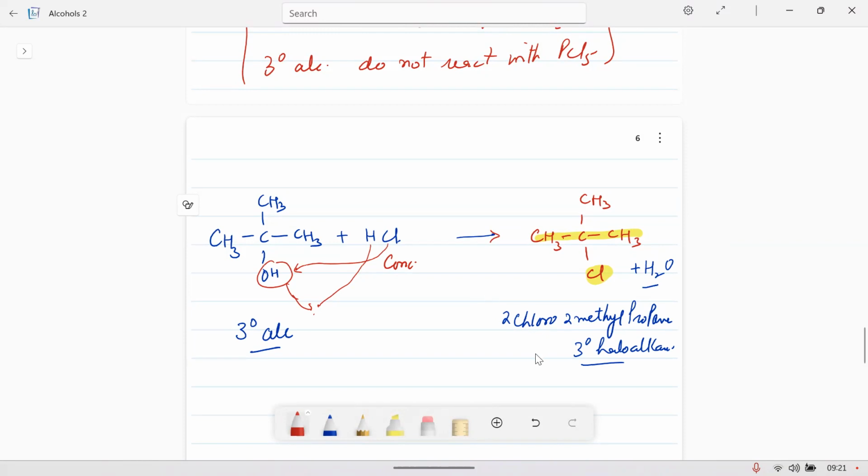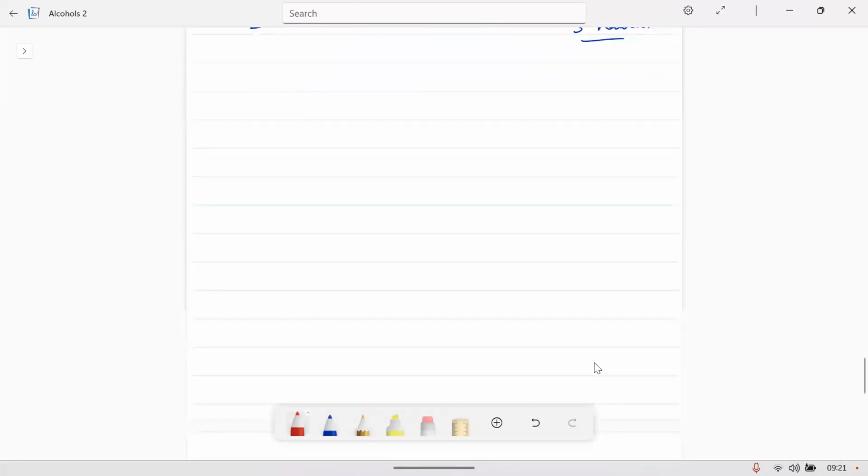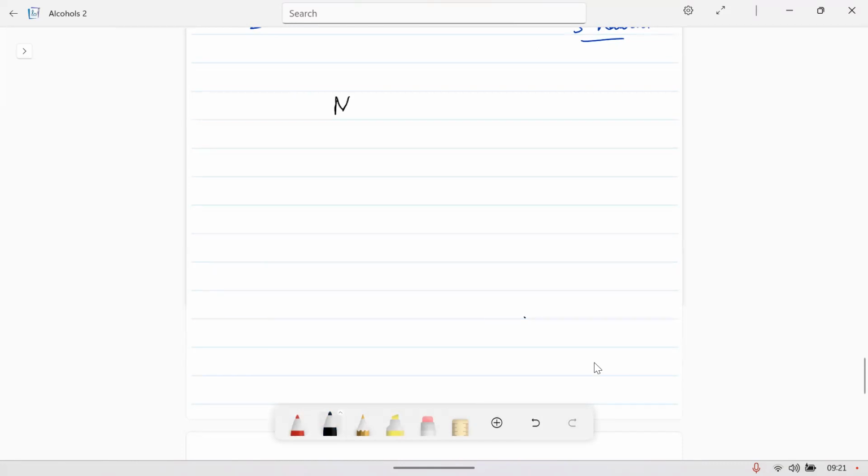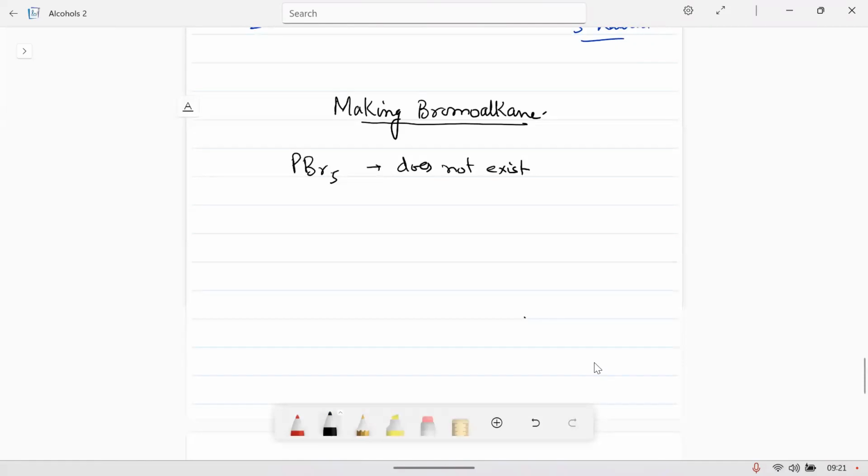Then the next thing is bromoalkanes. The next thing is how to make a bromoalkane. Now the problem here is we don't have PBr5. PBr5 does not exist. So you don't have any such thing where you can react the PBr5 with alcohol. So we need a different method.